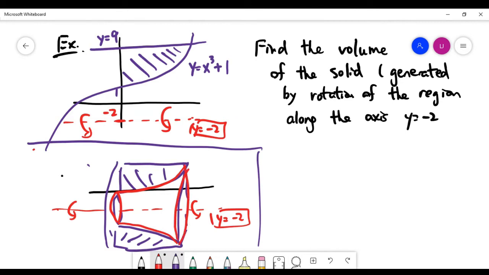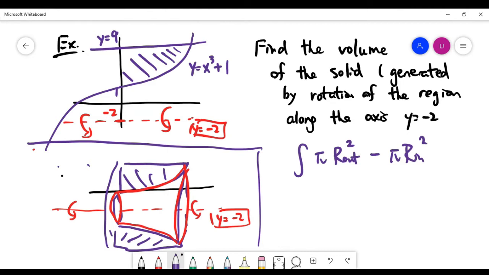In that case, to get the volume of this solid, we need to use our original formula based on the Washer method. Based on the Washer method, it means you have to do the volume of the outer solid minus the volume of the inner solid like this. And let's look at this problem.